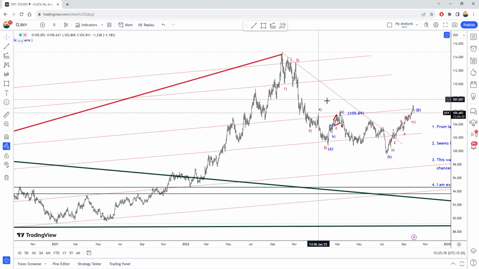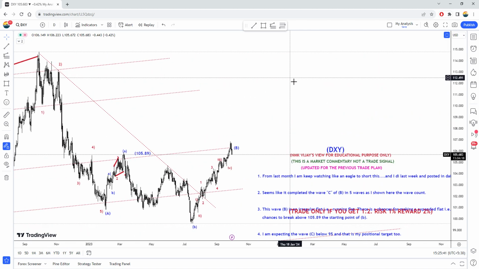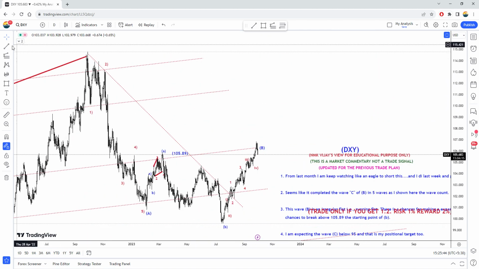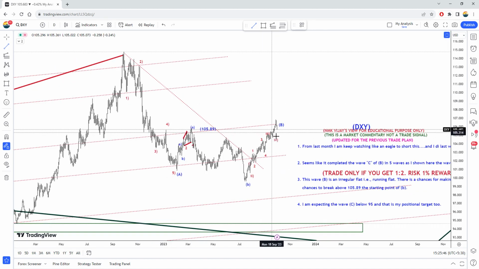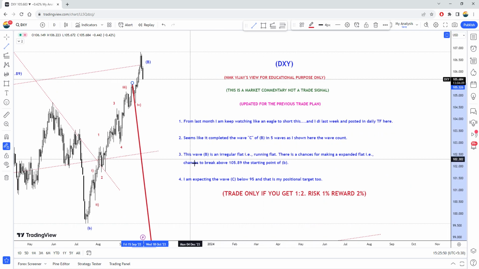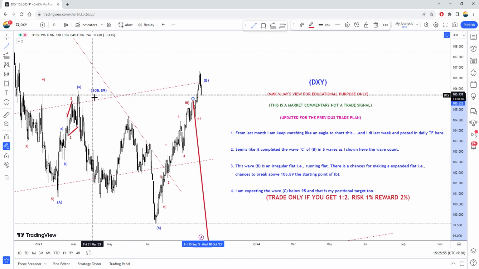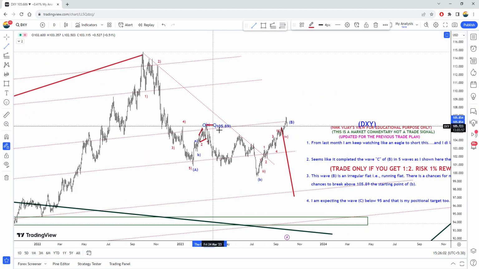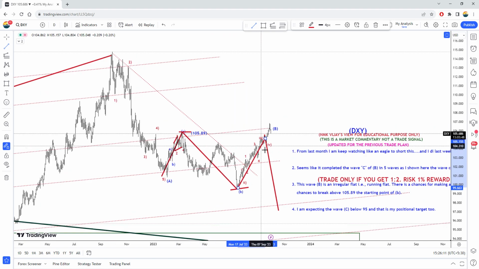So first starts from DXY. As I expected, from here I expected the downside. And I already informed that this wave B is an irregular flat, that is a running flat. Running flat means it has not yet broken this one, so that is called a running flat. So if it breaks this low, this is a running flat pattern. This is A, this is B, and this is C.